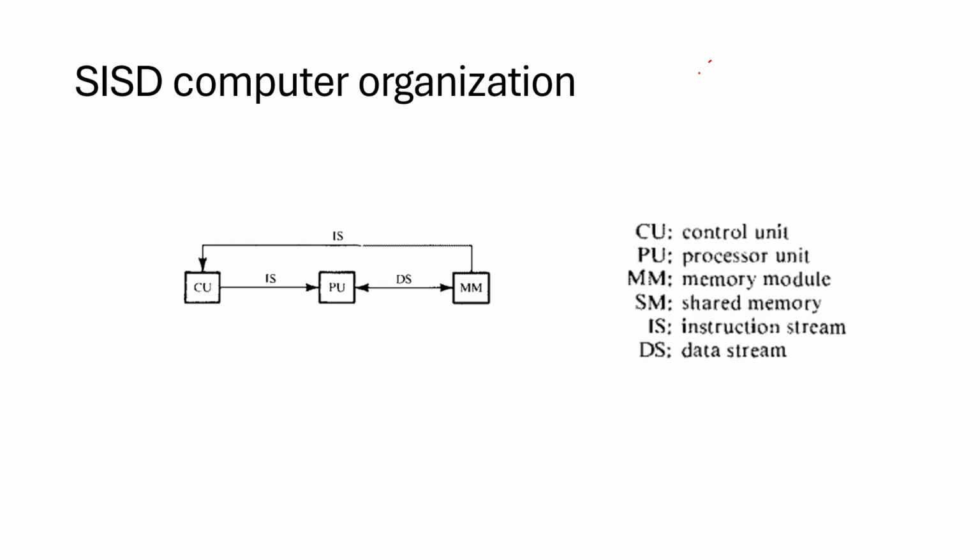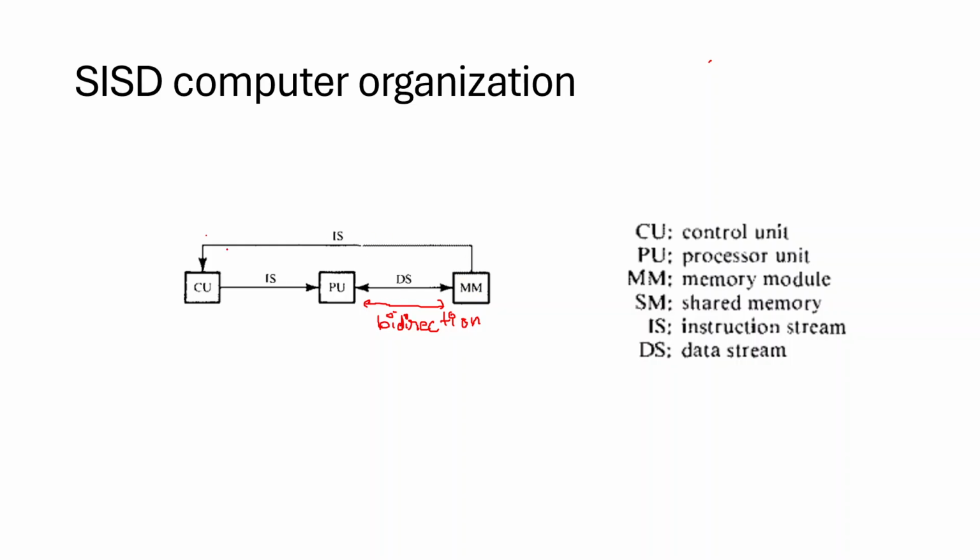Then the instruction goes to the processor unit. While executing the instruction, if it needs operands which are already stored in the memory, the operands are fetched from the memory. After executing the instruction, if the results need to be stored, they have to be stored back into the memory. That's why this line is bidirectional: the data will be moved from the processing unit to the memory module and from the memory module to the processing unit.